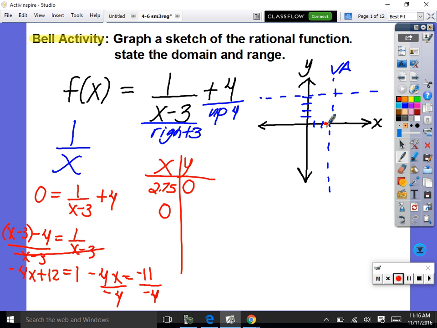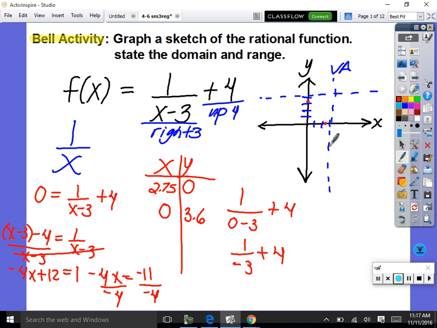Now let's do our y-intercept. So that's when x equals 0. Let's plug in 0. That's 1 over 0 minus 3 plus 4. Calculate that. That's just 1 over negative 3 plus 4. So you'll go 1 divided by negative 3. Hit enter. Then plus 4. What's the decimal? It should be 3.6, correct? So we're going over 0 up 3.6. So there's where it's crossing the y-axis.